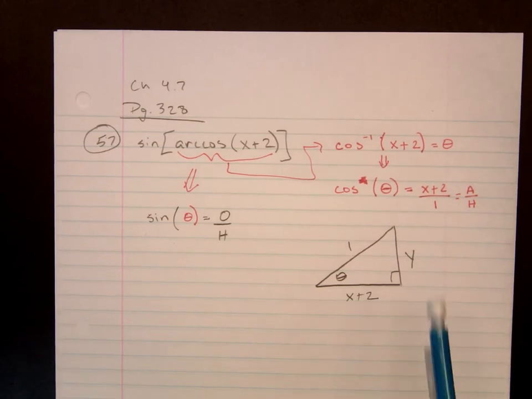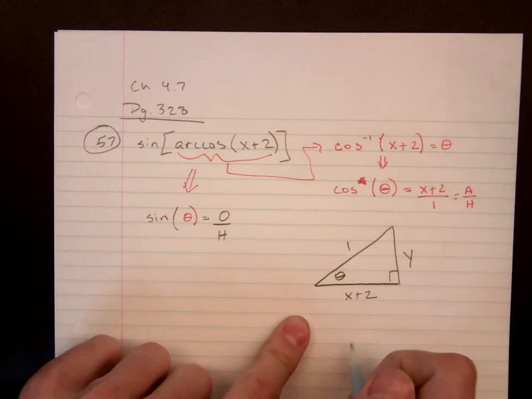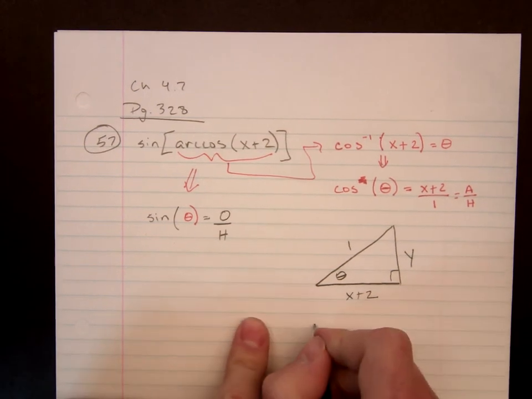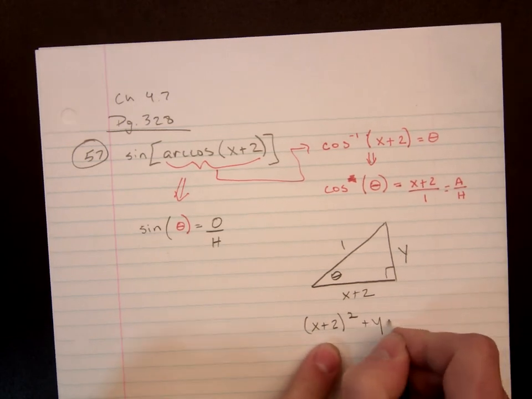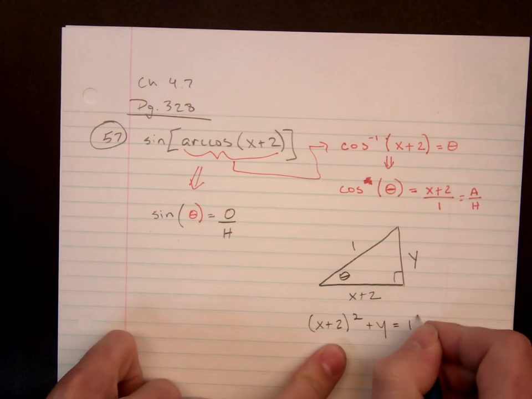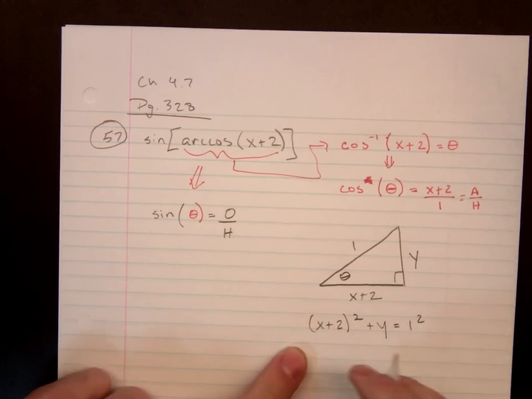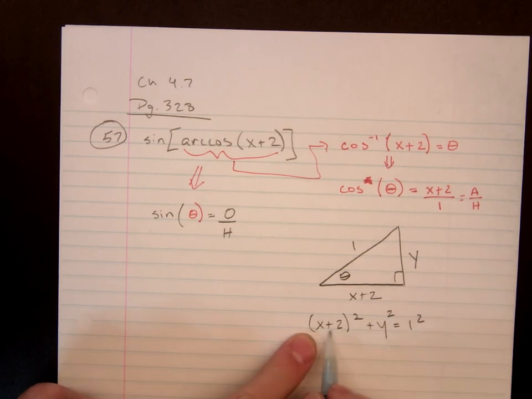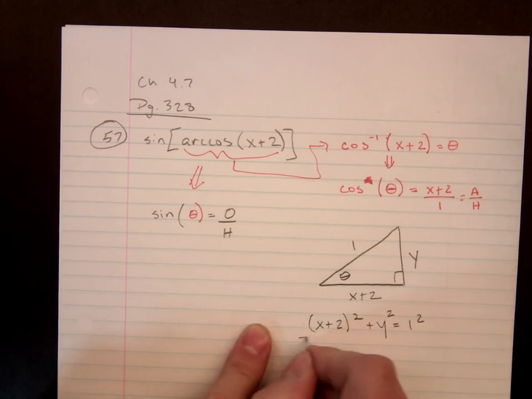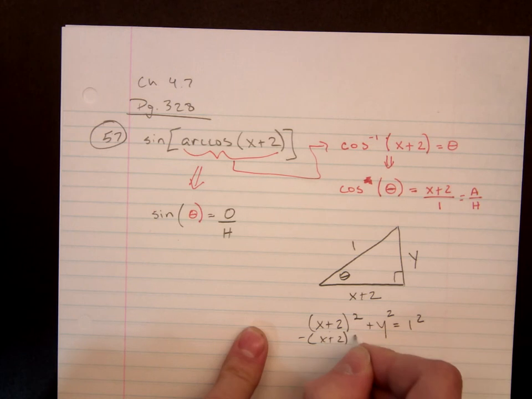Now if I want to find y, I can use the Pythagorean theorem, and I can say that x plus 2 squared plus y squared is equal to 1 squared. So x plus 2 squared plus y squared is equal to the hypotenuse squared. Okay. So then I can subtract x plus 2 squared from both sides.